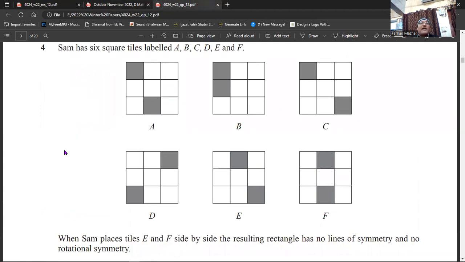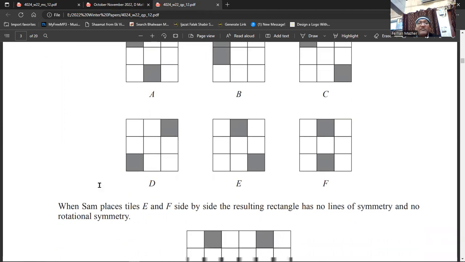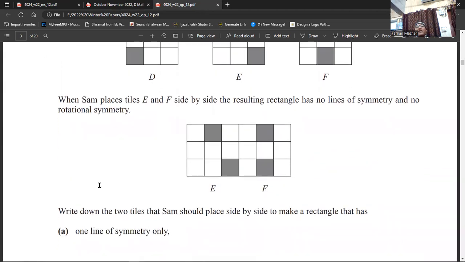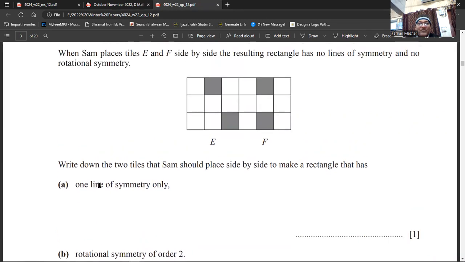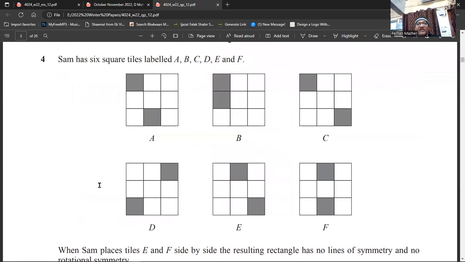Here we have Sam has 6 square tiles labeled A, B, C, D, E, and F. So you can have a look at A, B, C, D, E, and F. When Sam places tiles E and F side by side, the resulting rectangle has no line of symmetry and no rotational symmetry. Write down the 2 tiles that Sam should place side by side to make a rectangle that has 1 line of symmetry only. Okay, that's the A part. So out of these, you have to choose 2.